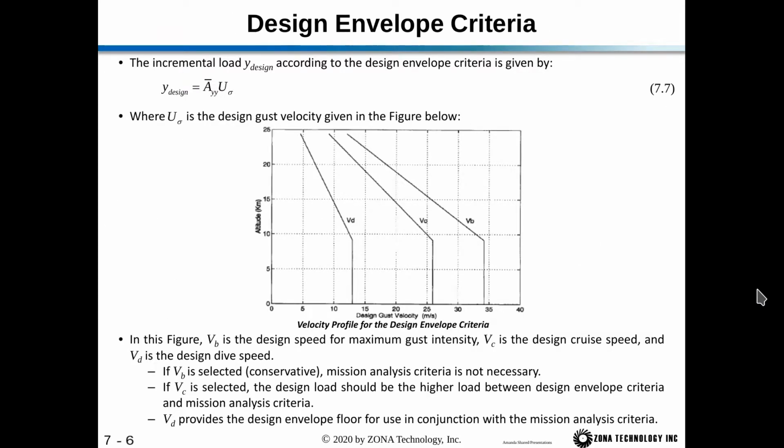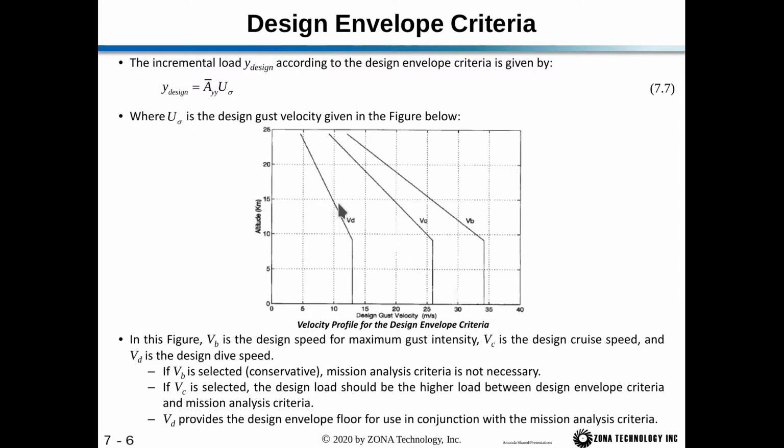Next, we'll look at the design envelope criteria. The incremental load y design, according to the design envelope criteria, is given by y design is A bar yy times U sigma, where U sigma is the design gust velocity given in this figure below.